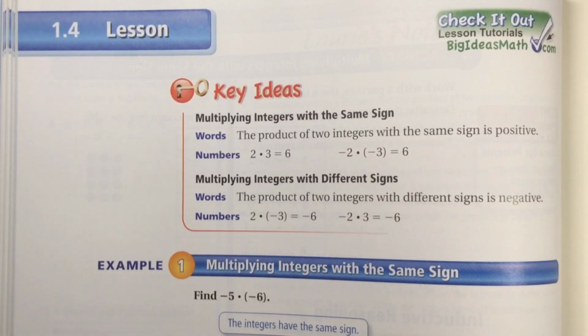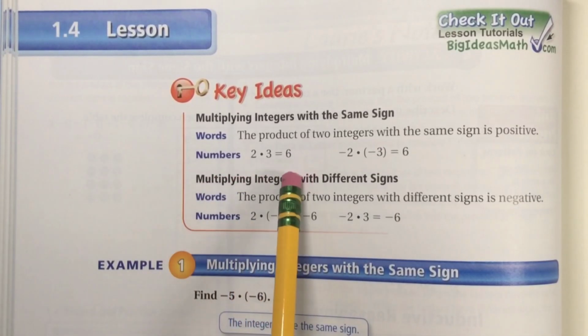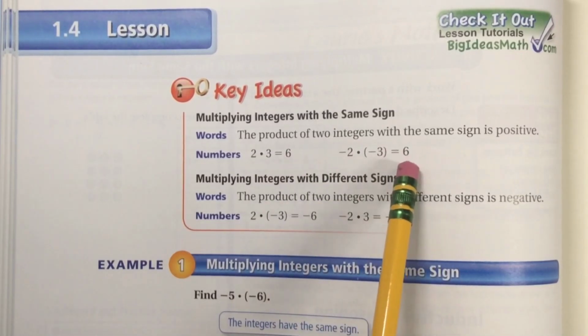Now don't do what some students do and fall back into adding and subtracting, and then they say, wait, same sign, positive. No, that's only when you're multiplying and dividing. So when multiplying, same sign, positive.